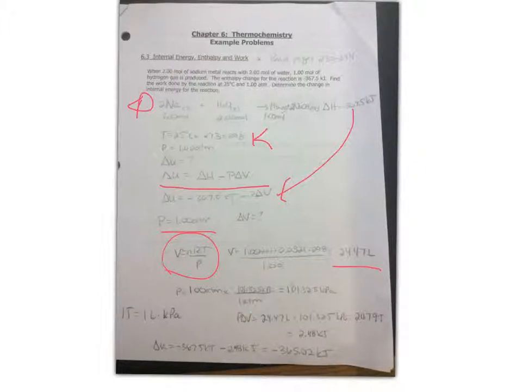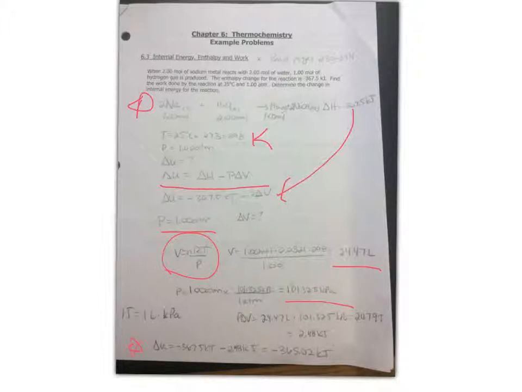So the next step we have to do is convert the pressure from atm to kPa in order to plug into the equation. And you see my work here doing that. So now if I have the term P delta V, I can take 24.47 times 101.325 kPa to get 2,479 joules, or 2.48 kilojoules.